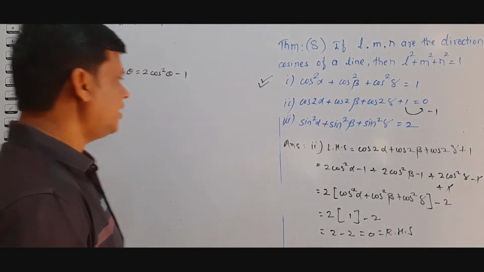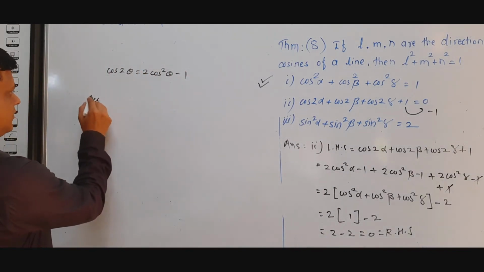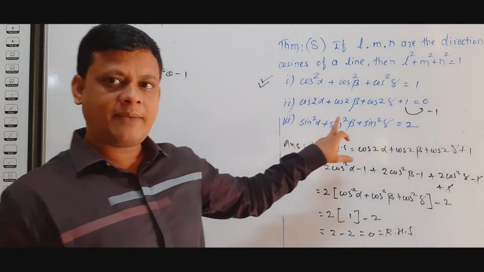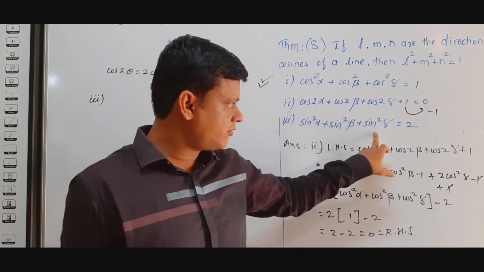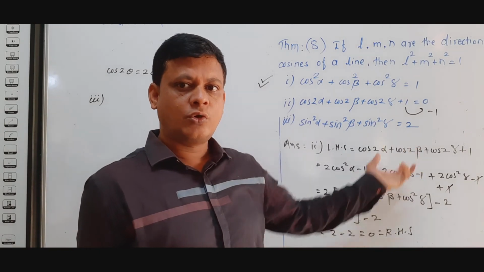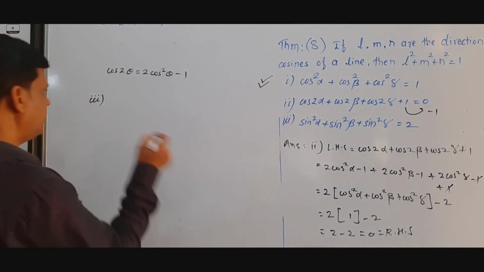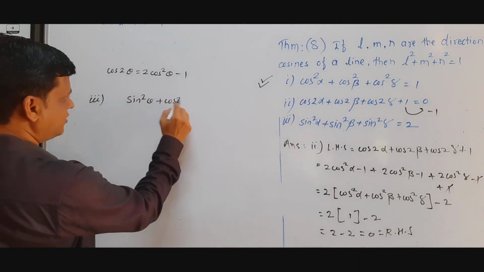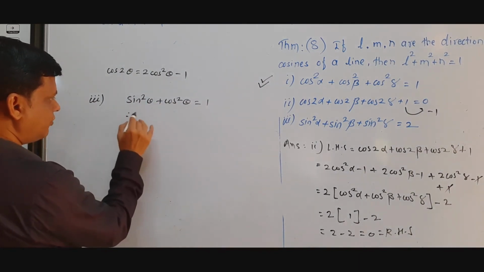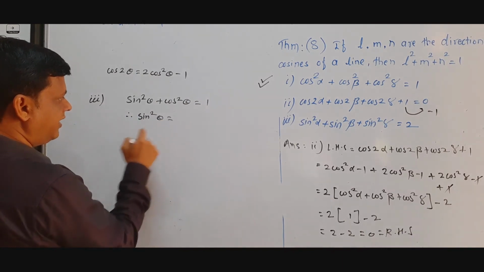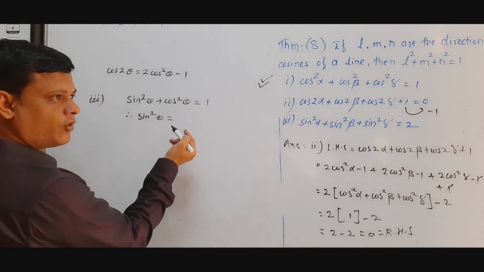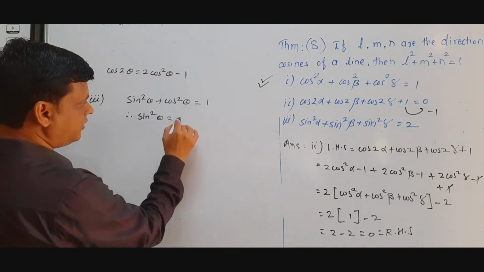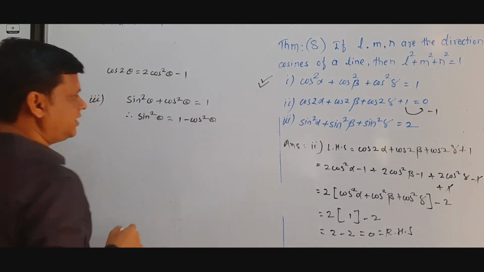Now see the third question. We have to show sin square alpha plus sin square beta plus sin square gamma equals to 2. So we use the identity. Which identity do we use? We use sin square theta plus cos square theta equals to 1. So from this we can find the value of sin theta in terms of cos theta. So transfer this cos square theta to the right hand side. We get 1 minus cos square theta.